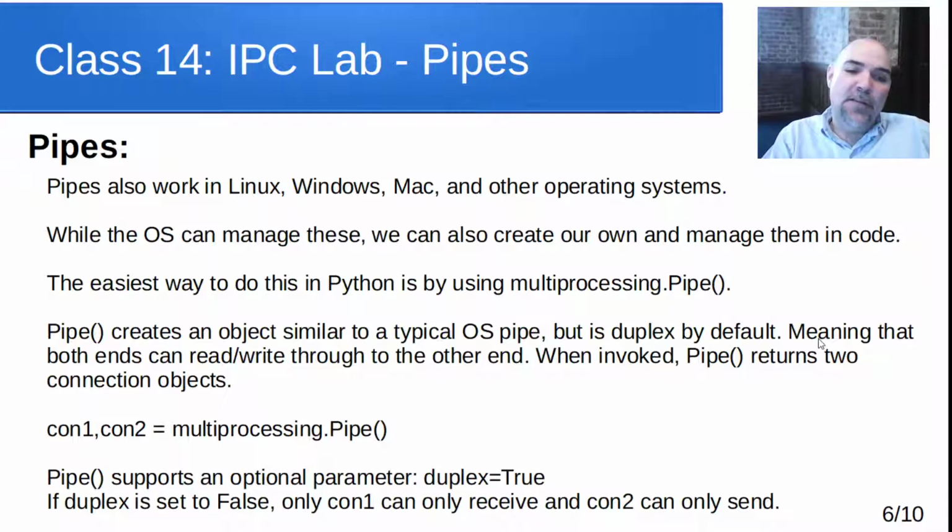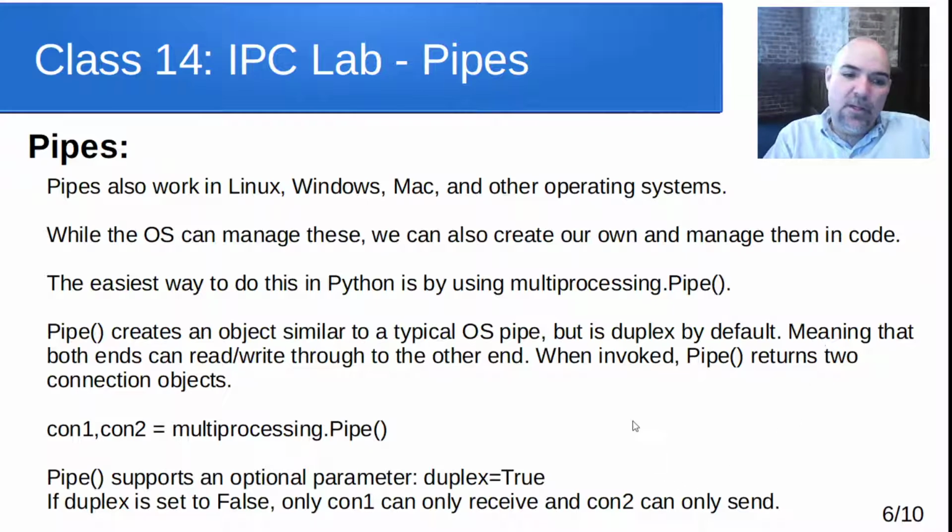Now, the easiest way to do that in Python is using multiprocessing.Pipe. And a pipe creates an object that's similar to an OS pipe, but is duplex by default rather than unidirectional, meaning that both ends can read and write through to the other end. We're not going to use it in a bidirectional way. We're going to use it kind of just as if it were a unidirectional pipe. And it'll work that way. It's fine that way.